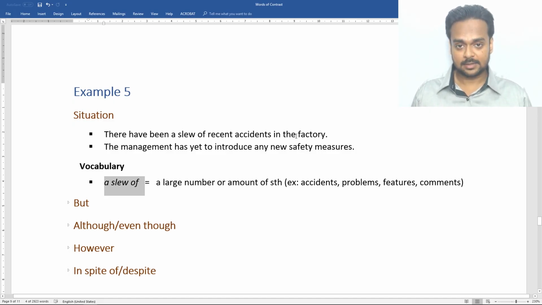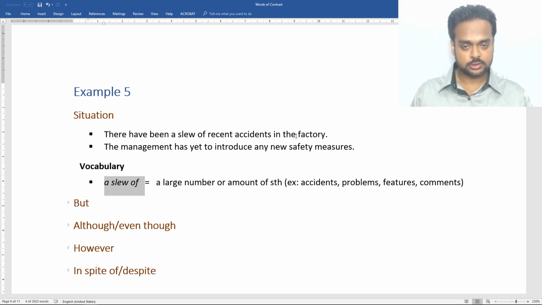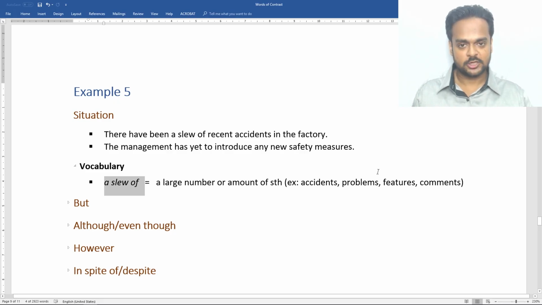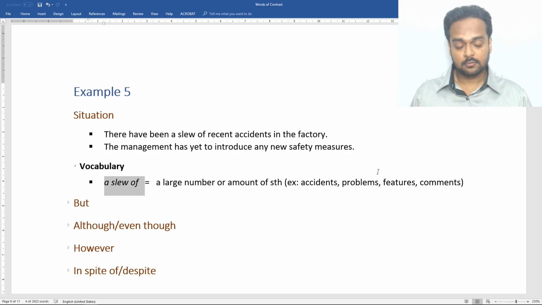Those are a couple of negative uses, but you can also use this expression positively. For example, there's a new phone out packed with a slew of features. Means it has a lot of features. Or I might say, my latest YouTube video got a slew of positive comments. Of course, you can also say negative comments, but that hasn't been the case for me so far.